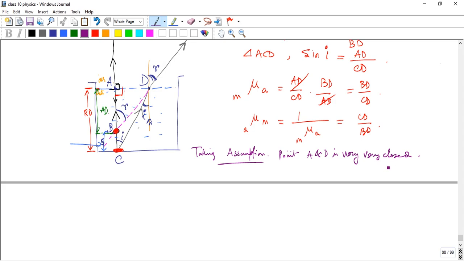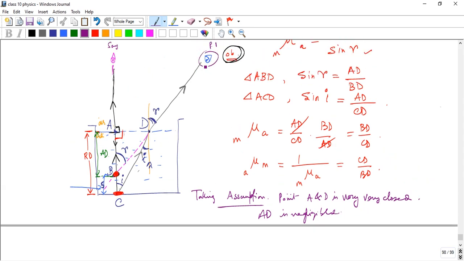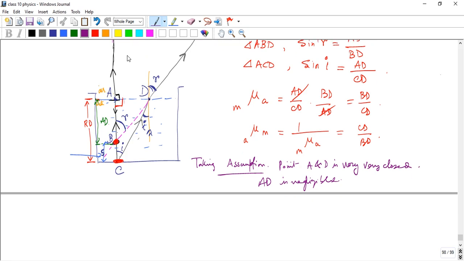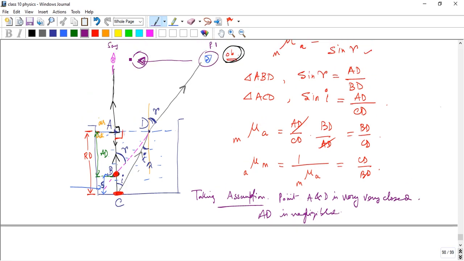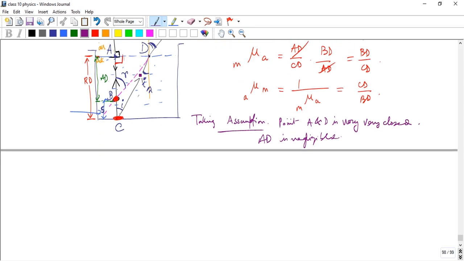So very close means that AD is almost negligible. So the viewer, receiver, is very close from here. The viewer is very close to the point vertically above the object. Okay, that's why it is negligible.